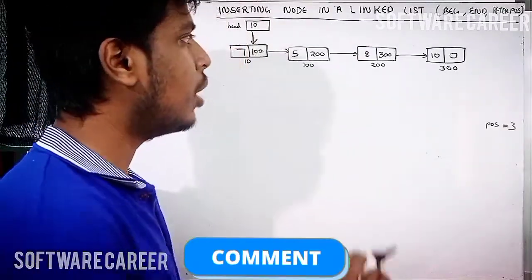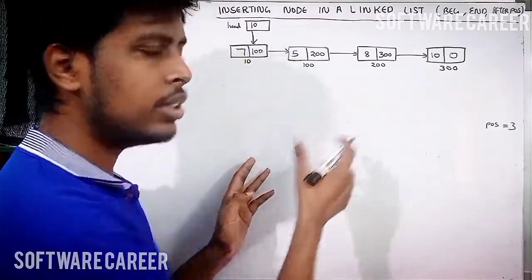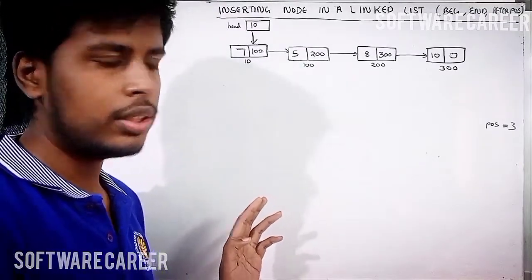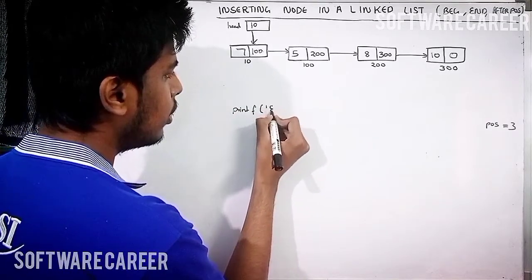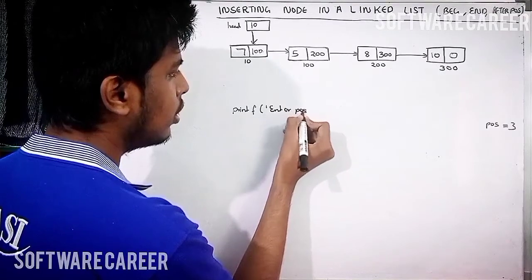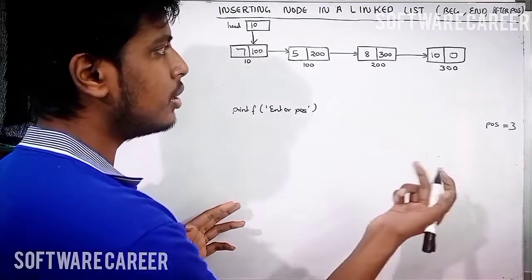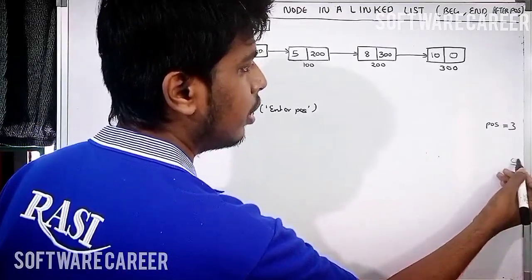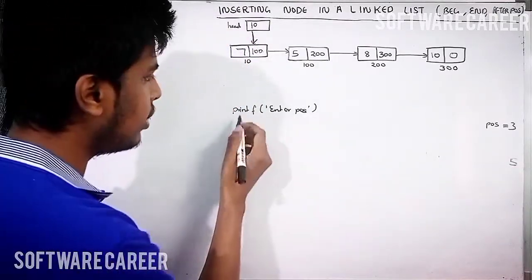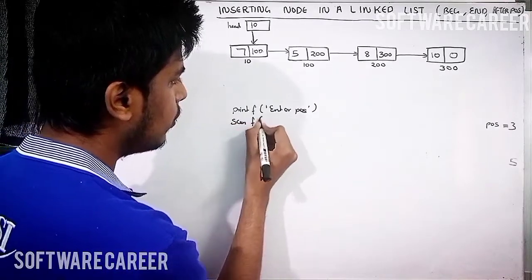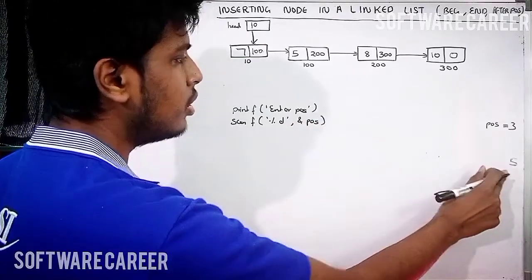Now I will teach you how to insert a node after a given position. See here. Now you should ask the user after which position you should insert the node. So I am writing the code here. Printf enter position. That means it asks the user after which position you want to insert. So if the user says, suppose let's say 5, that means 5 should be stored in the position variable. So I am writing scanf function here. Scanf %d and position. Now this 5 is stored in position.